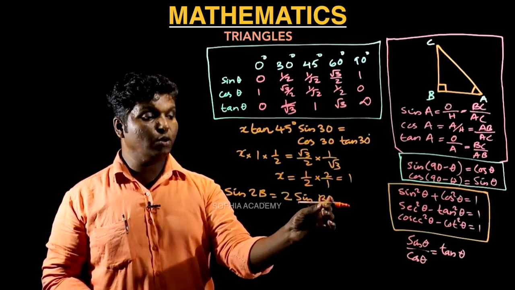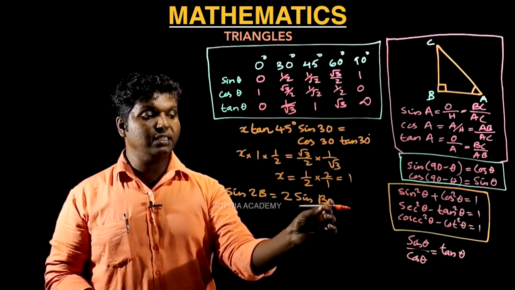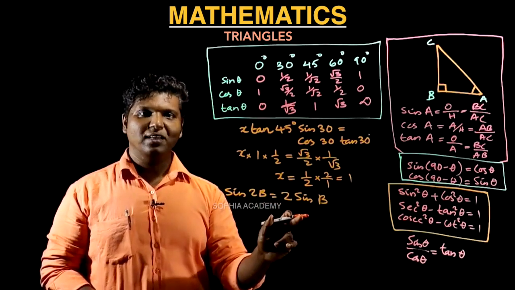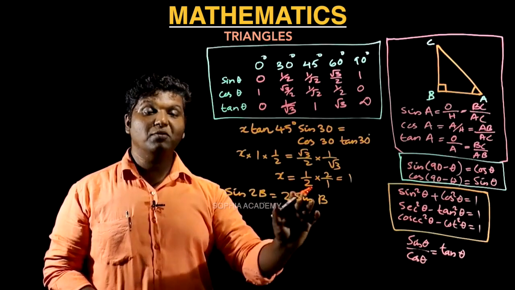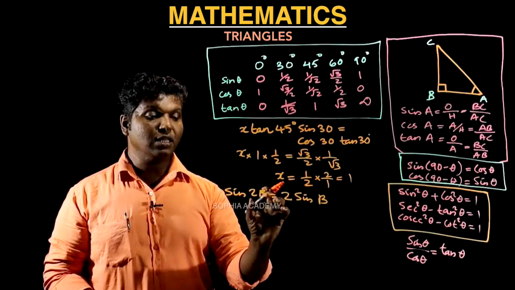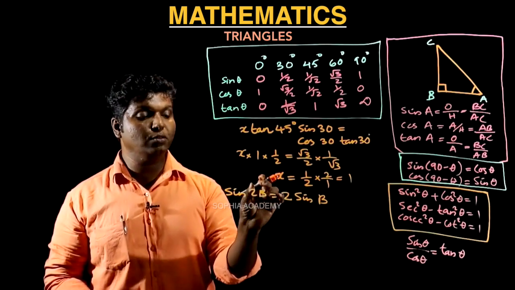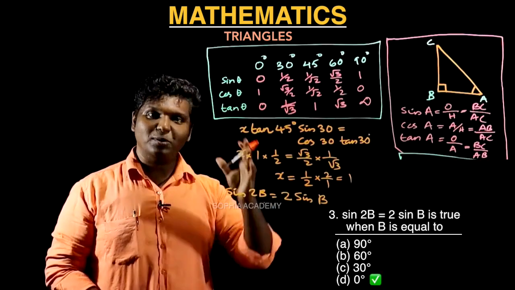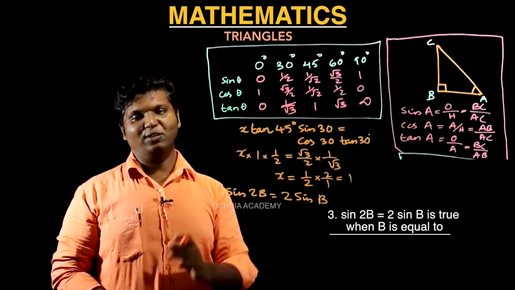Now let us place that same 0 here. Here again sine 0. What is sine 0? 0. So 2 into 0, 0 itself. That means the measurement will be B. If you want to equate these two equations, then the value which you have to give to the angle B is 0 degree. So you will choose the correct option. Answer 0 is the right option.